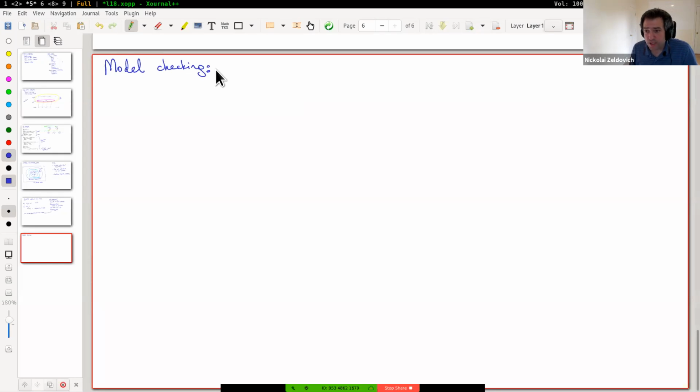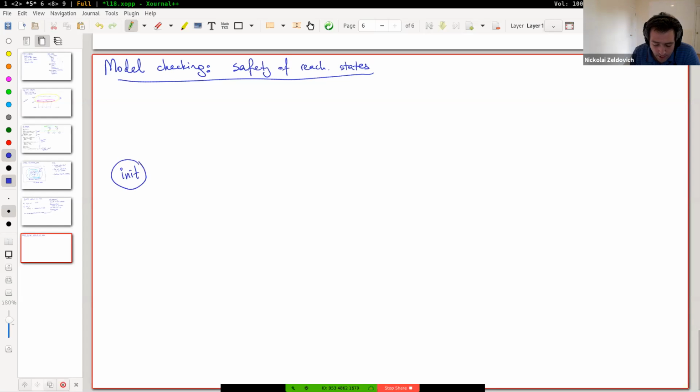And model checking is also a strategy for checking the safety of reachable states. But it works in a rather different way. So instead of having those two conditions that rely on an invariant, this model checking plan feels like a little bit of a brute force plan. So the way model checking works is you take your initial state and you just see where it goes.